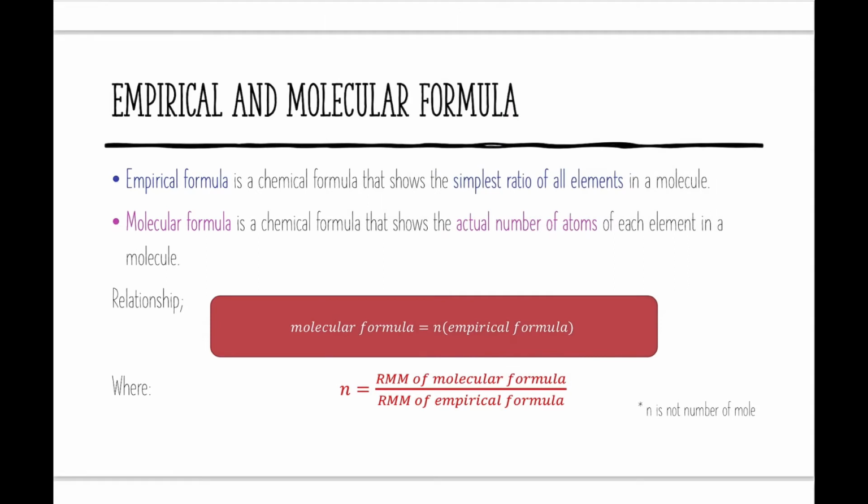Empirical formula is a chemical formula that shows the simplest ratio of all elements in a molecule, while molecular formula is a chemical formula that shows the actual number of atoms of each element in a molecule. The relationship is molecular formula equals N times empirical formula. Remember that N is not number of mole. N equals relative molecular mass of molecular formula divided by relative molecular mass of empirical formula.